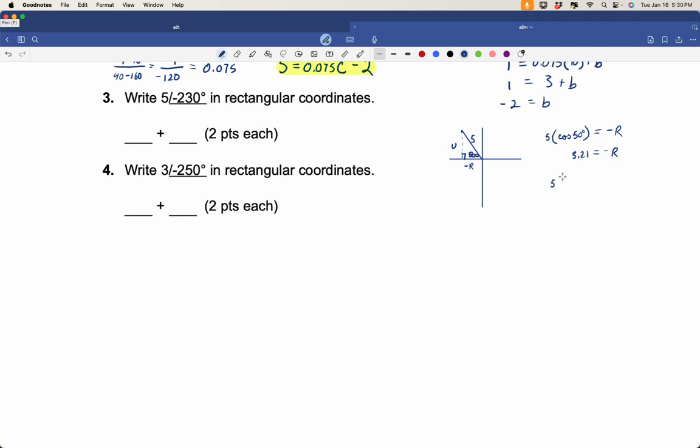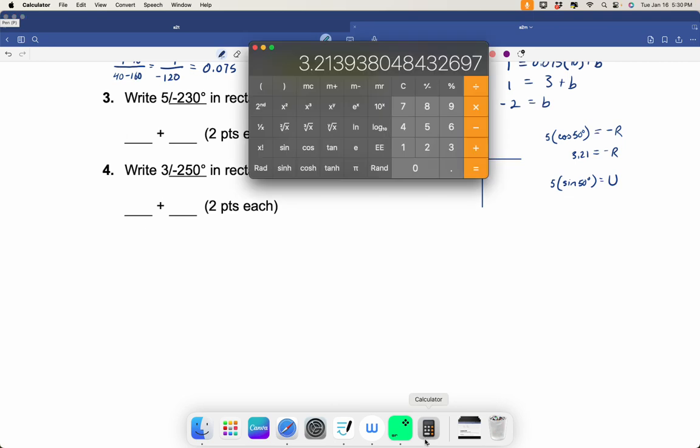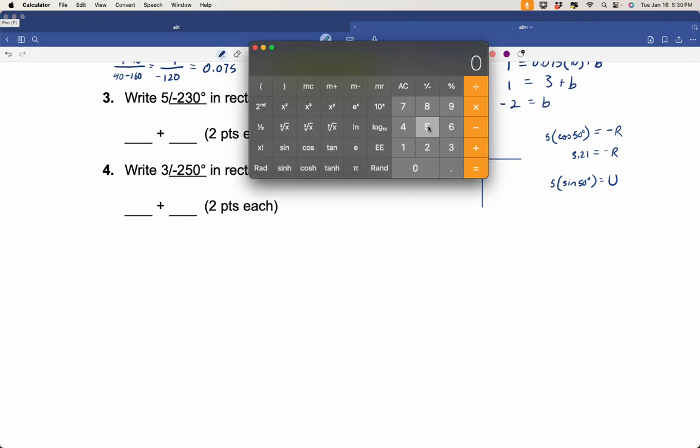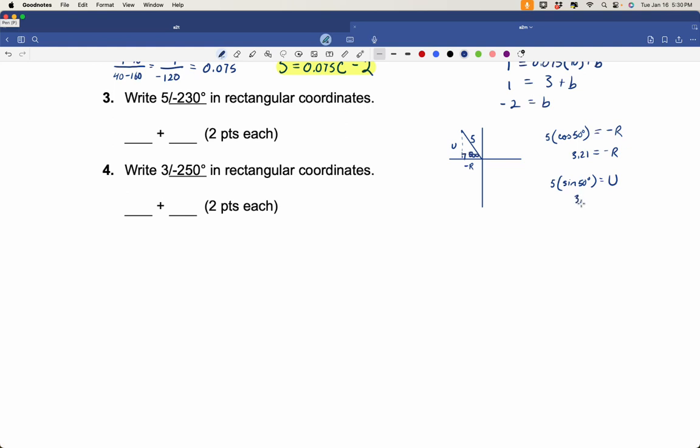So 5 times the sine of 50 degrees is equal to my positive U, because sine is the opposite of the angle and cosine is the adjacent. So sine would be the U term. So let's find the U term on our calculator. 50 sine times 5, 3.83. 3.83 is equal to U.